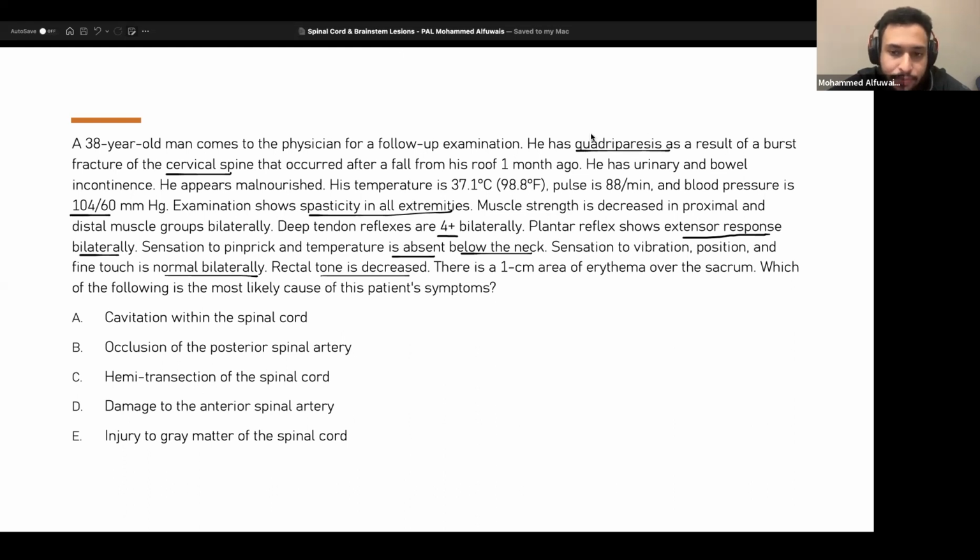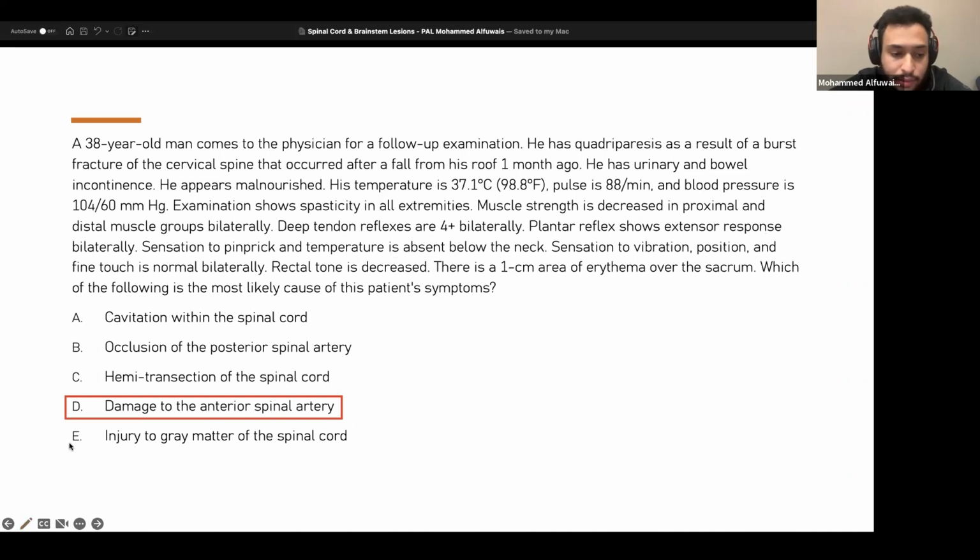Good. It is D. Okay. This is anterior cord syndrome. All right. And you guys understand why this is anterior cord syndrome. Again, firstly, just look into this line, which is sensation to vibration, position, and fine touch is normal bilaterally. Everything else is damaged. Immediately go for anterior spinal artery.